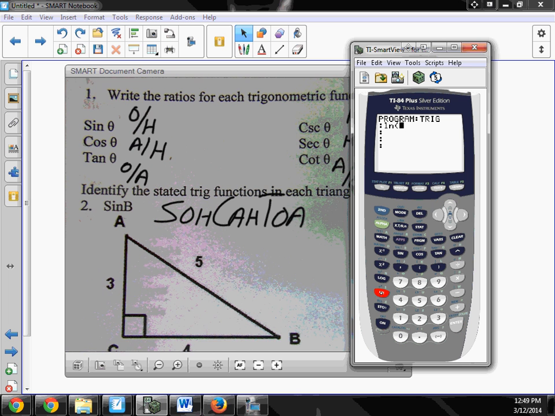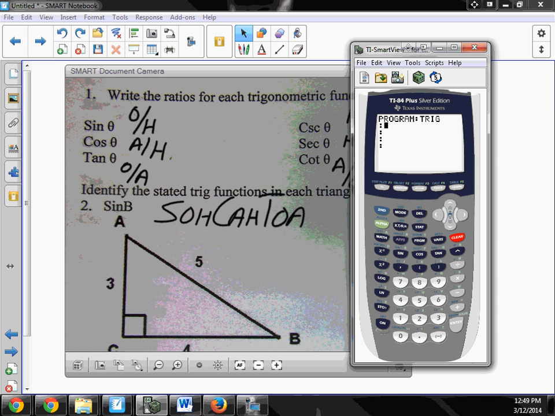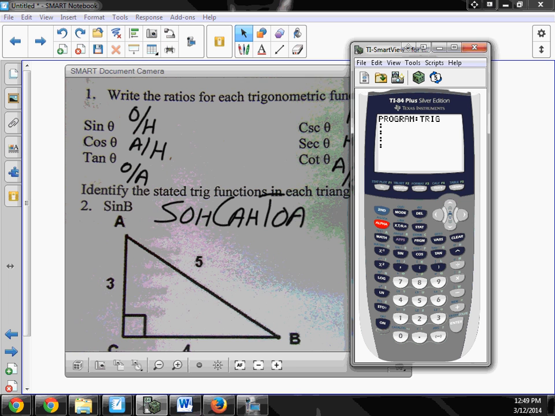So you could push alpha and then alpha letter, alpha letter, alpha letter. That's annoying. If you push second alpha, then it locks on alpha. So you don't have to push it every time. Yeah, create a new one. Call it trig. So SOHCAHTOA.